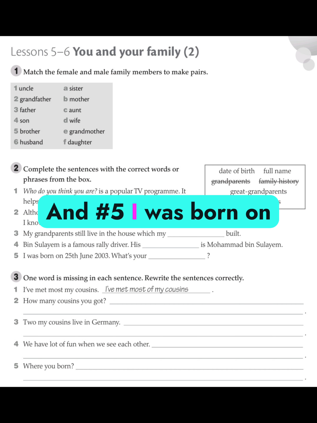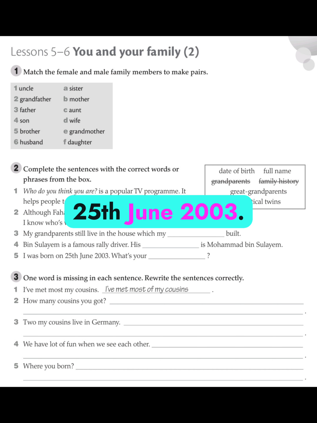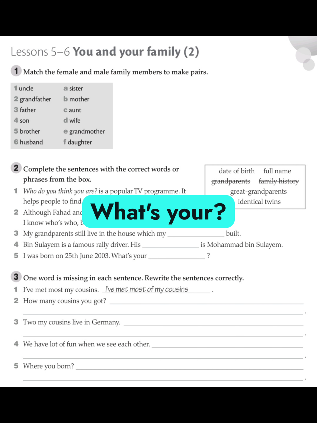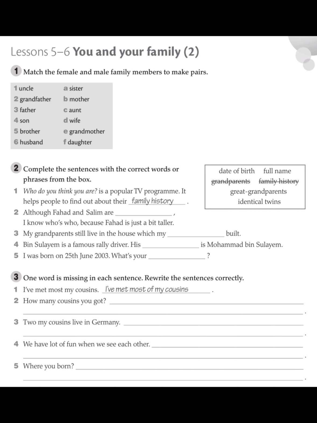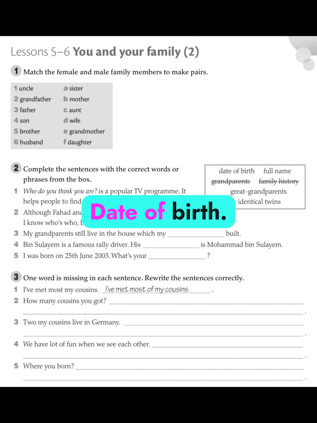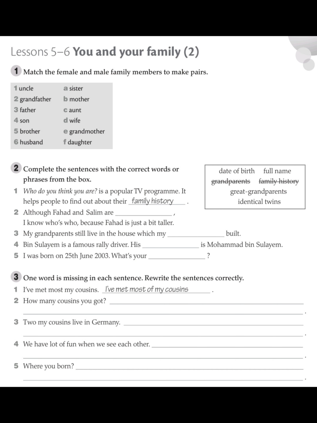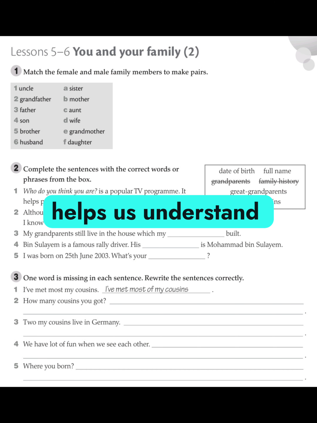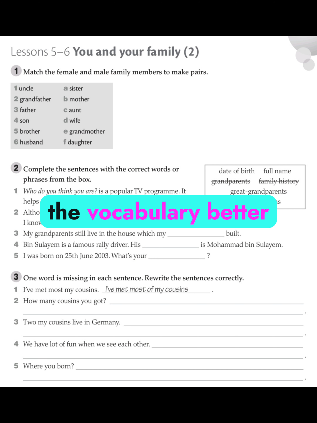And number 5, I was born on 25th June 2003. What's your date of birth? Well done! Completing sentences helps us understand the vocabulary better.